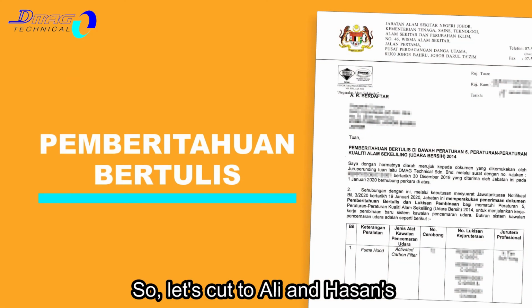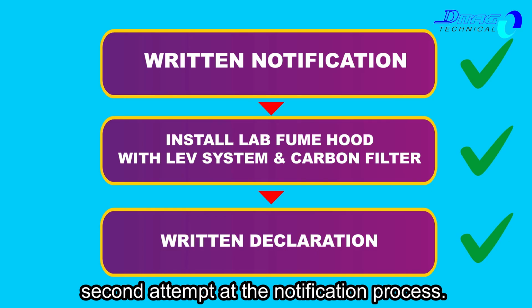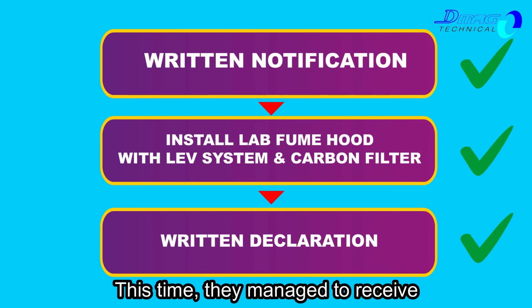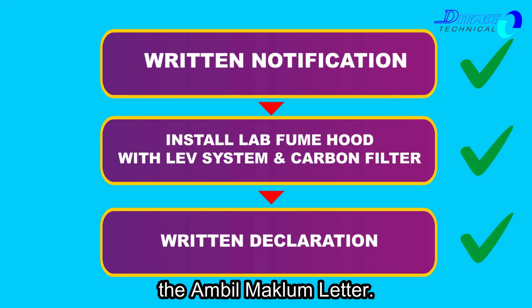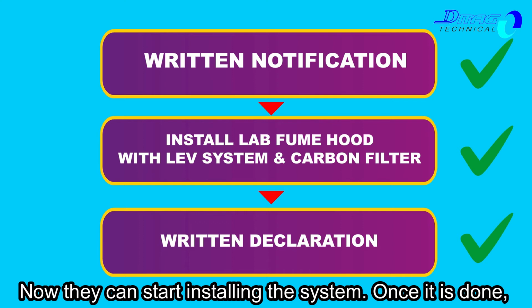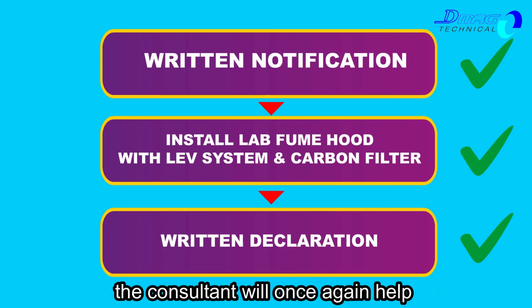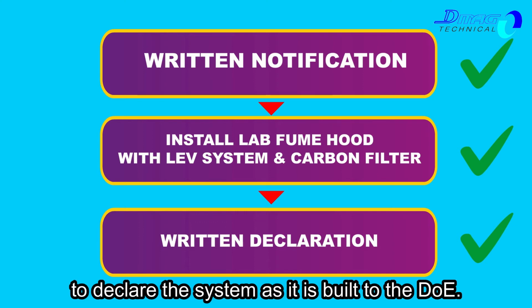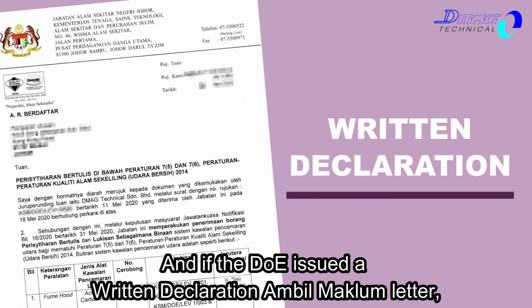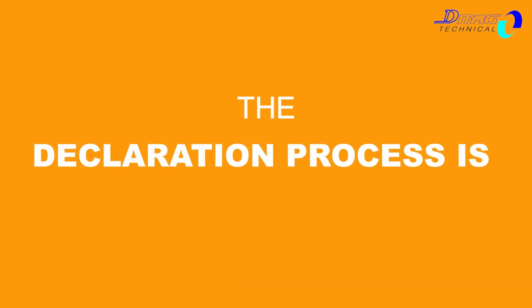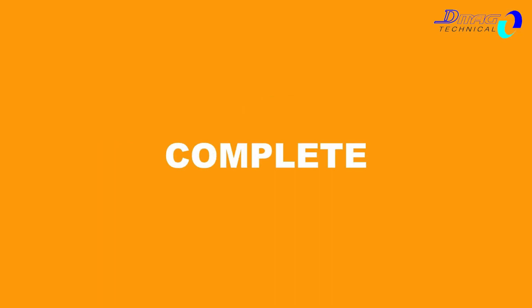So, let's cut to Ali and Hassan's second attempt at the notification process. This time, they managed to receive the Ambil Maklum letter. Now they can start installing the system. Once it is done, the consultant will once again help to declare the system as it is built to the DOE. And if the DOE issues a written Declaration Ambil Maklum letter, then congratulations! The declaration process is complete.